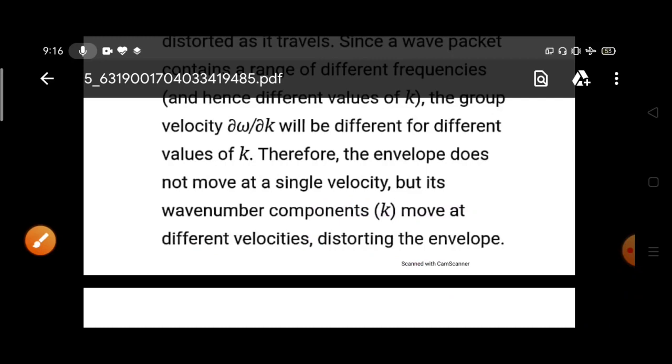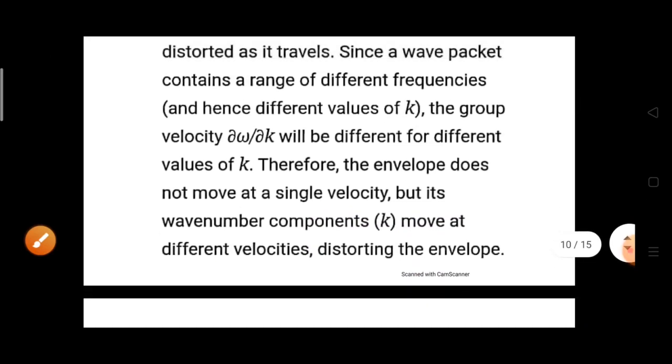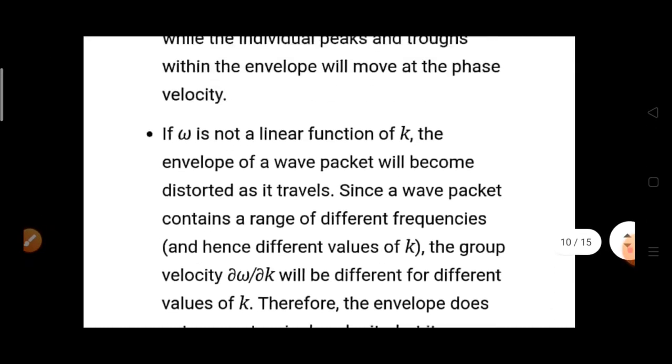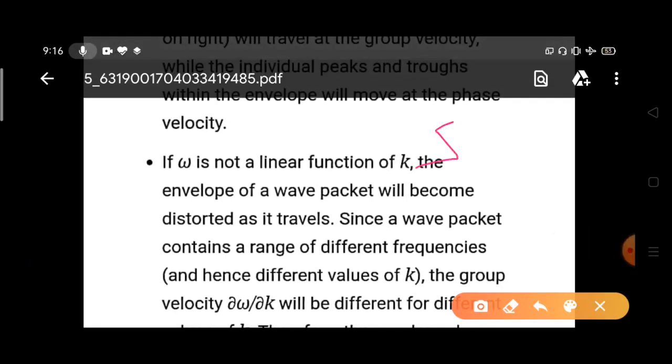Suppose you are sending your signal in the form of a square wave, what will happen? If you are sending your signal in the form of a square wave and it is passing through a dispersive medium, there will be spreading or distortion of the envelope of the wave.